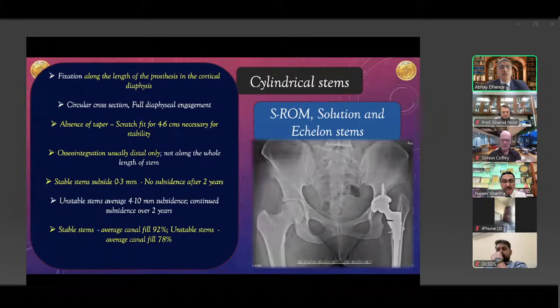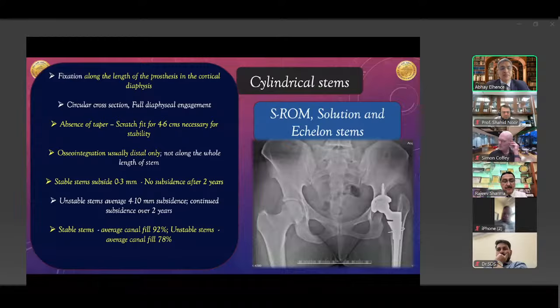And then come your cylindrical stems, which deserve a mention because they do not have a taper. They will provide scratch fit for only 4 to 6 centimeters. And they are circular in cross section, so they provide osseointegration usually distally only, and they subside by about 0 to 3 millimeters and do not show any subsidence beyond 2 years.